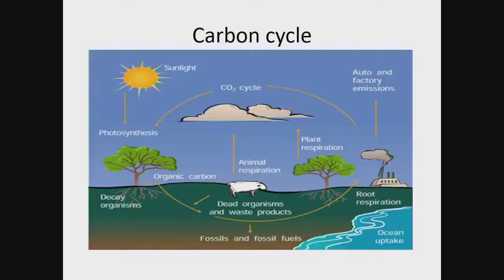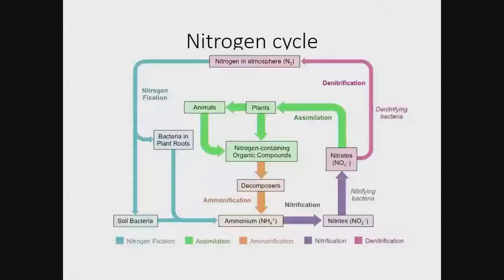Very simple. How is carbon dioxide removed from the atmosphere? By plants, by the process called photosynthesis. How is it released into the atmosphere? Respiration by the animal, respiration by the plant, as well as combustion when we burn fossil fuel.